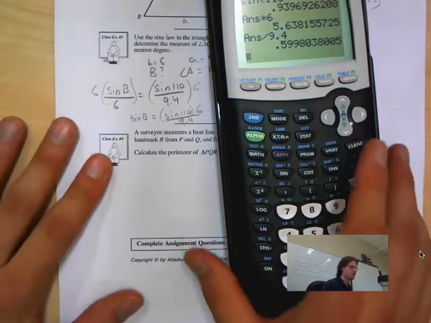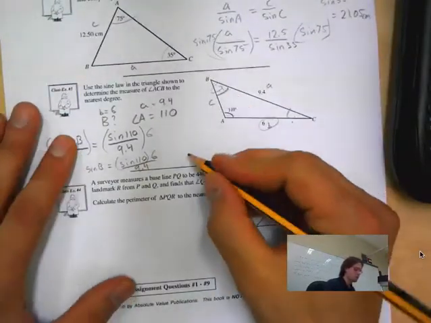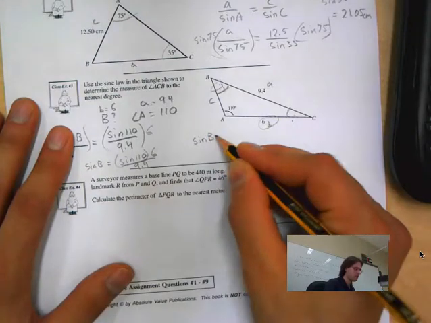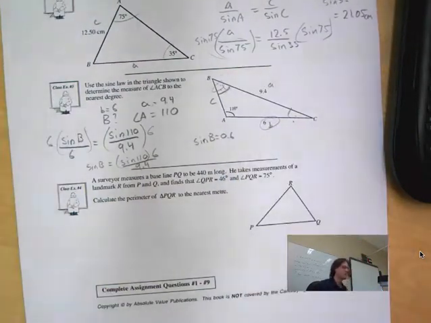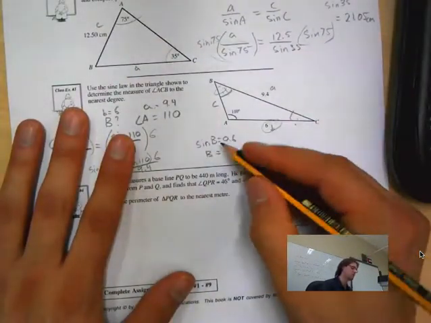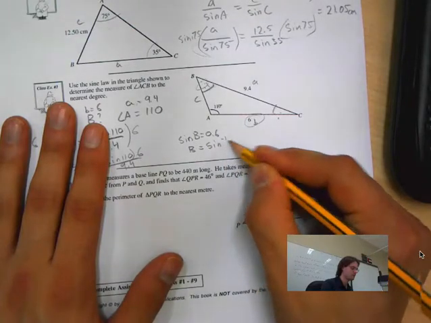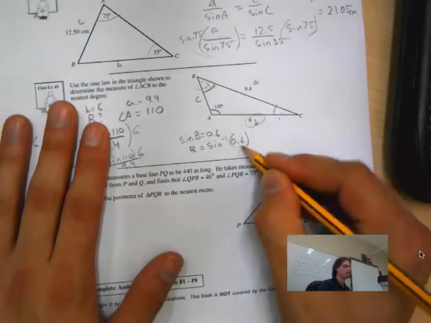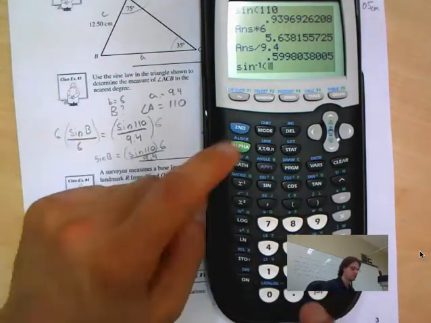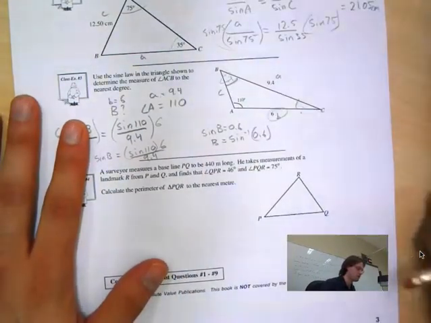So we get 0.59 or 0.6 right there, okay? So I'm going to get 0.6. So I have sine B is equal to 0.6. Now, to solve this part, I just wrote B, remember from last class, is equal to the inverse sine. So I'm just going to second sine my answer here, and I'm going to get 37 degrees.